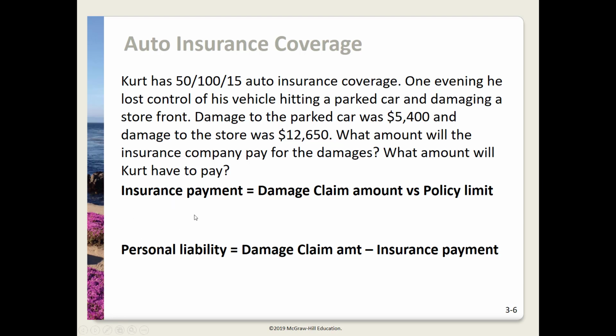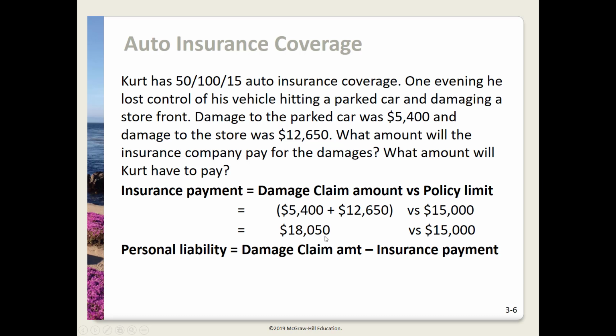So we've got our two formulas here, and we're going to focus on what the insurance will cover first. So we need to identify what the damage claim amount is versus the policy limit. So for the damage claim, we're going to add up the damage to the parked car and the damage to the store, and then compare it to the policy limit of $15,000. That came from the third number in our auto insurance coverage right here, the 15. When I add these two numbers for our damage claims, I get $18,050, and we will compare that to the policy limit of $15,000. The insurance will pay whichever is the lower amount of the two. And so when I compare these two numbers, the lower amount is the $15,000.